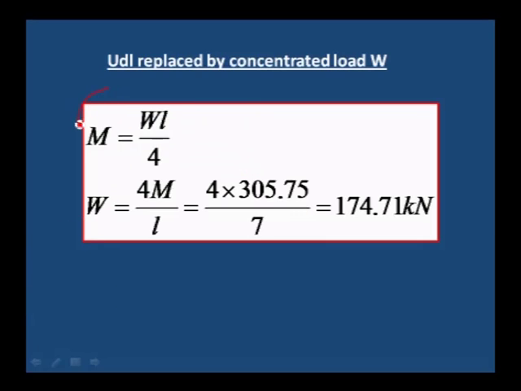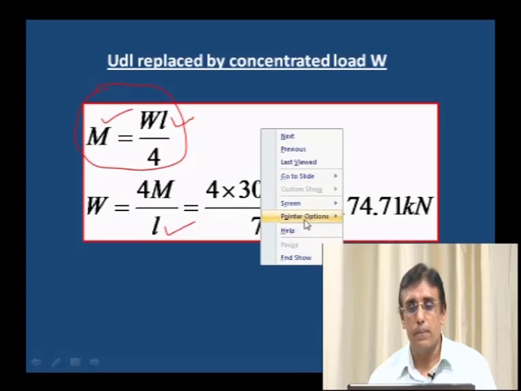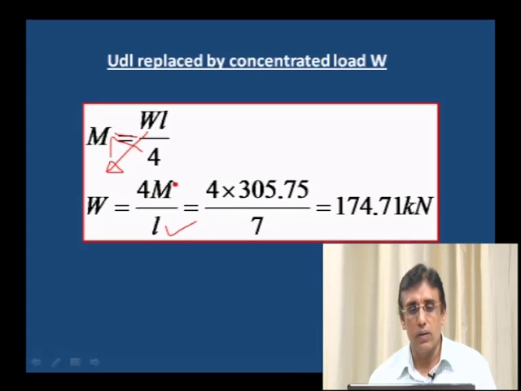If it is a concentrated load, maximum bending moment will be M is equal to WL by 4. Now we have the value of L. M is there and L we know. To find out the W, cross multiply: 4 into M divided by L. L is 7 meter and M is 305.75 kilonewton meter. 4 into 305.75 divided by 7, you will get 174.71 kilonewton as the W value.